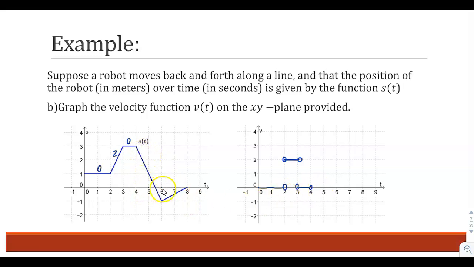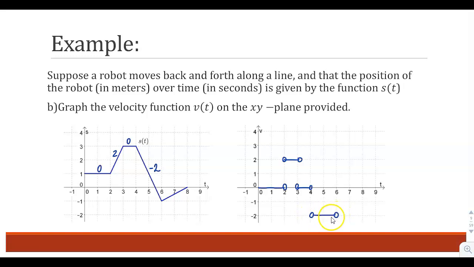And then between 4 and 6, I have to figure out what this slope is. Well, I go down 2 to the right 1, so my slope is -2 between 4 and 6. So over here, between 4 and 6, I'm going to draw my slope of -2.